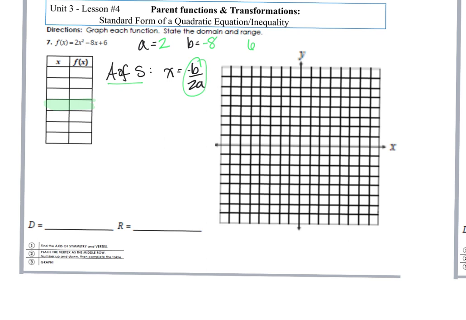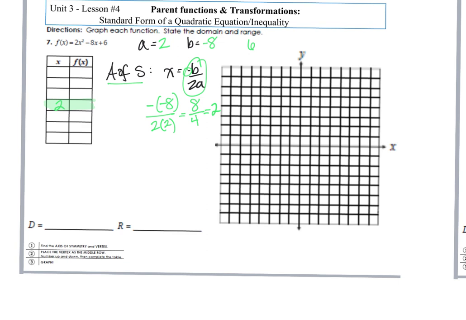Following this formula, negative b over 2a, I put a negative sign because of that negative in front of b, and then I put the b value, which is negative 8, all over 2 times the a value, which is 2. Simplifying this, I get positive 8 over 2 times 2, which is 4. 8 divided by 4 is 2. The x value of the vertex is positive 2.